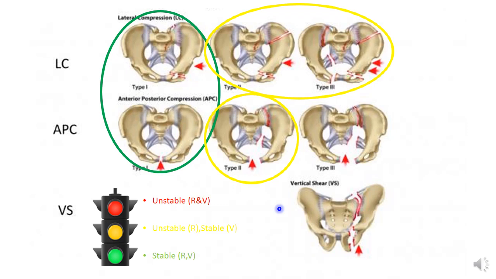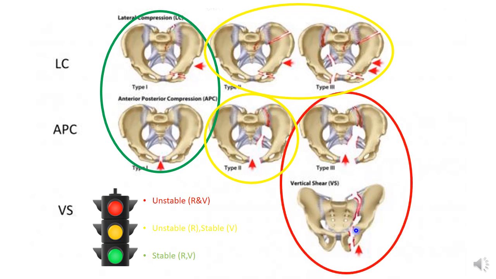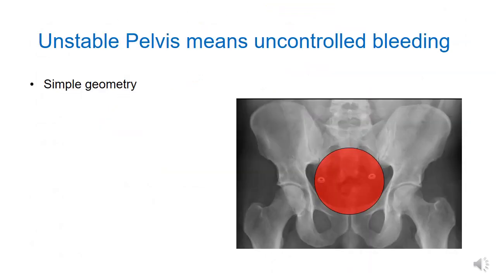And the vertically and rotationally unstable will be those fractures with complete disruption of the posterior structures. These are the vertical shear and anteroposterior compression grade 3. Why is unstable pelvis very important to us? Because unstable pelvis means uncontrolled bleeding.